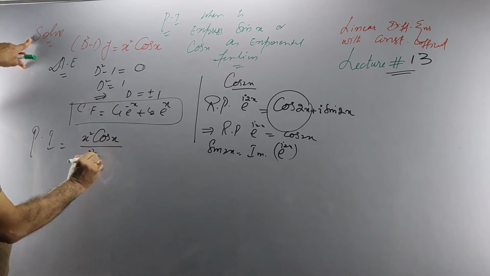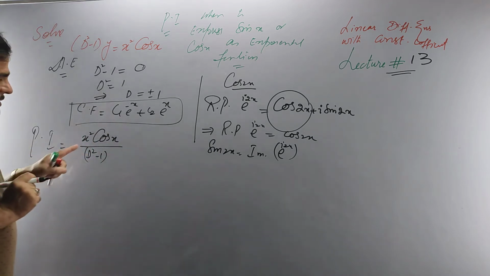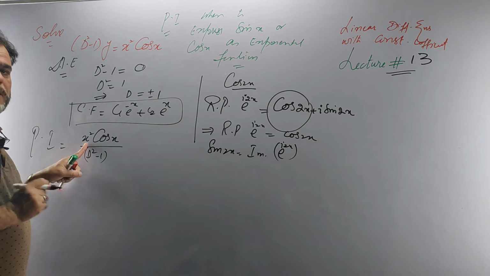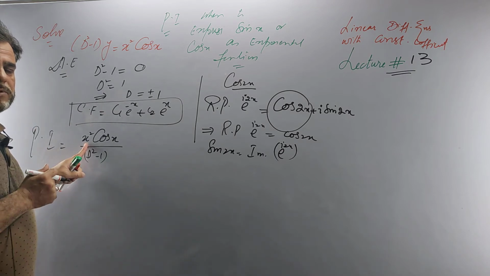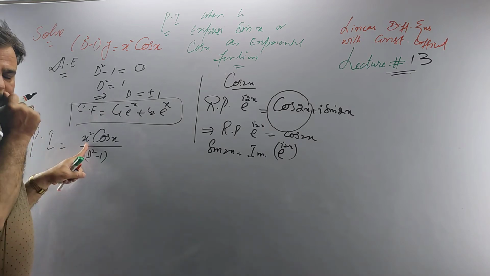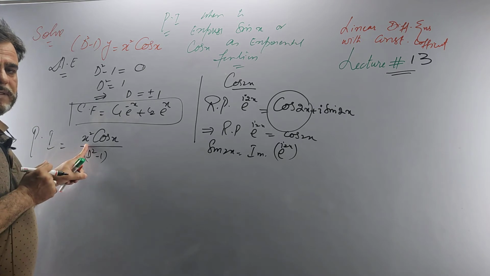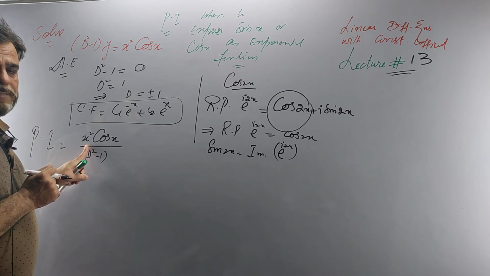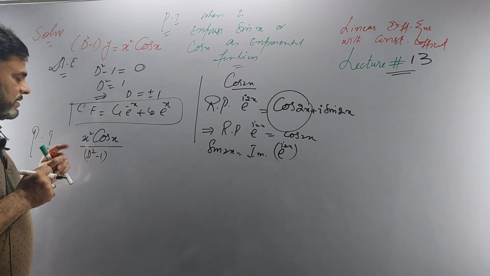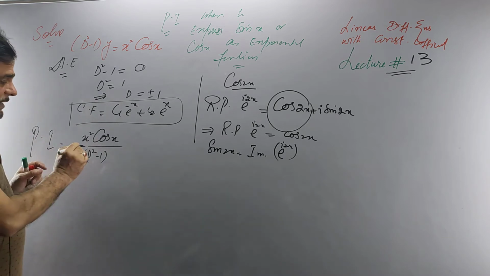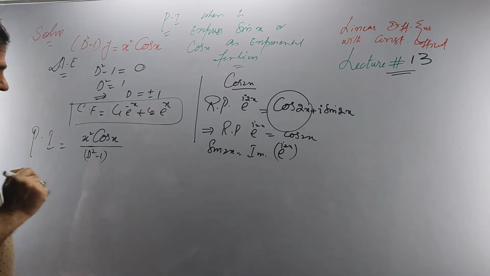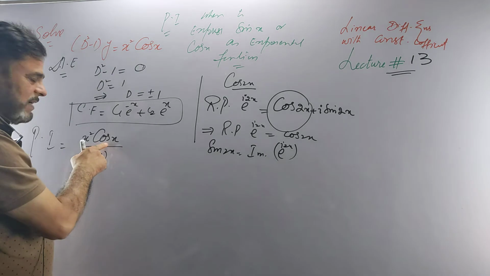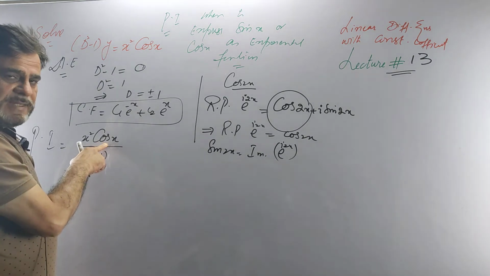What is the particular integral? You write your particular integral as x square cos x by D square minus 1. Now this is not linear here. You have the previous method, perhaps the fourth or fifth rule that I have given you, when we have the right hand side of the form x v, where v is a function of x, it can be cos or sine, and x is linear. But here it is not linear.